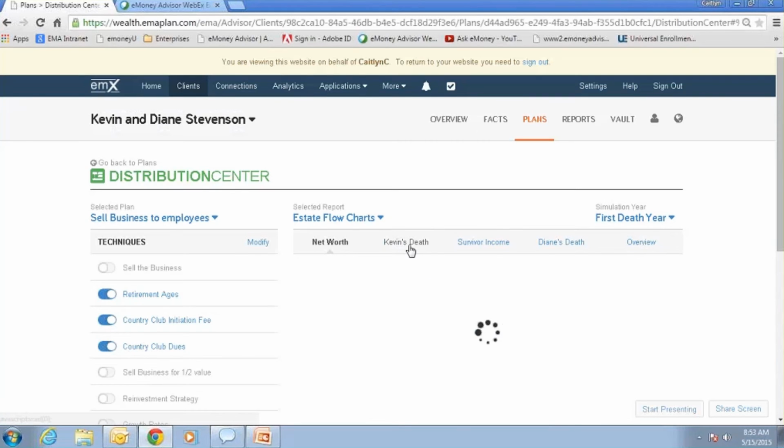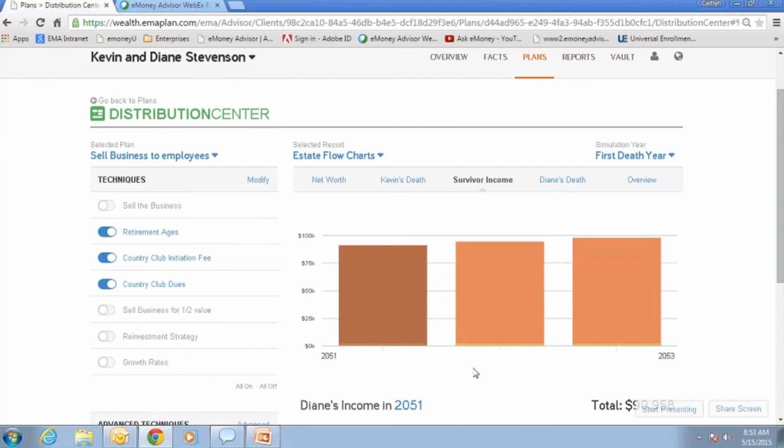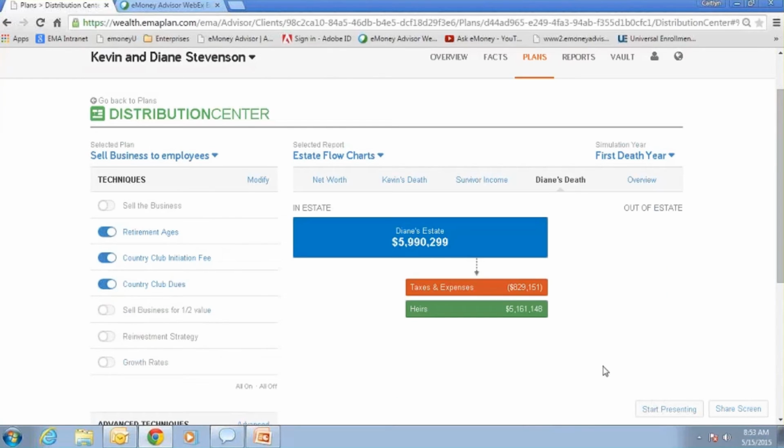We can then look at what happens in Kevin's death, so the flow of money from Kevin to Diane. We can take a look at survivor income. So if the spouse outlives the client in any way, for Diane, she outlived him 3 years, so you're able to see how her income is secured over those 3 years. You're also able to see Diane's death. So when she passes away, how are the assets being transferred to the children?